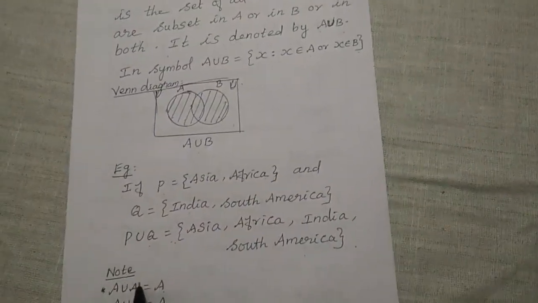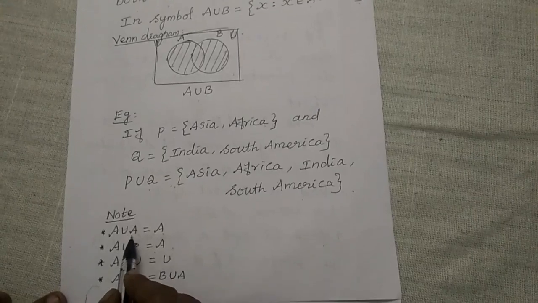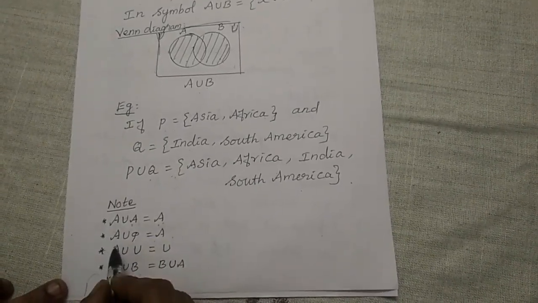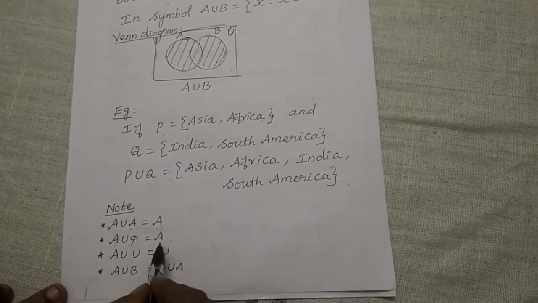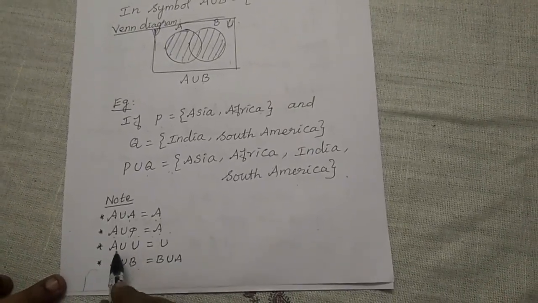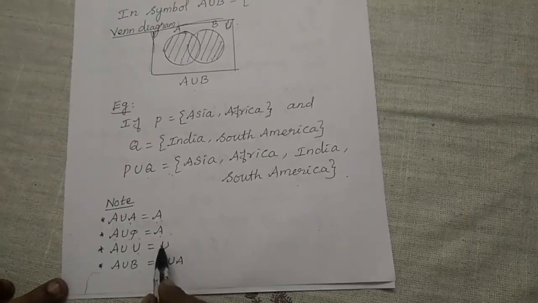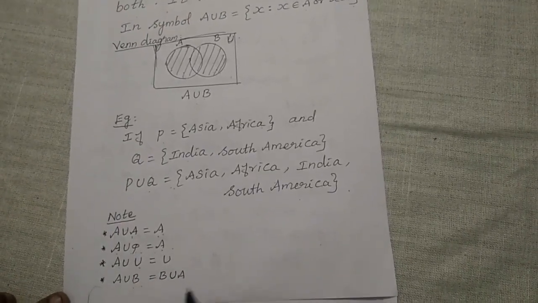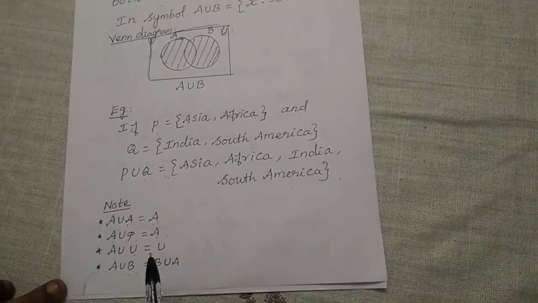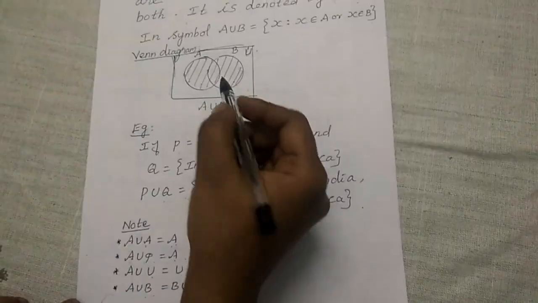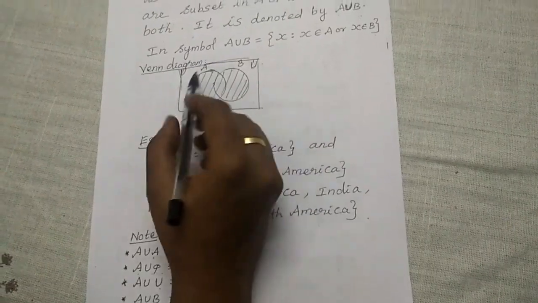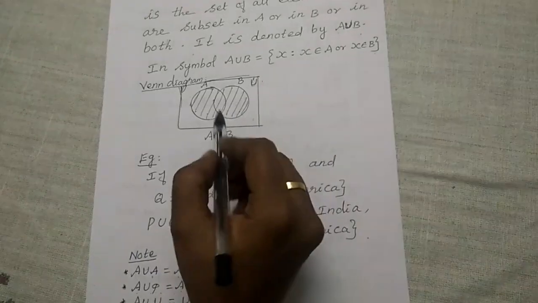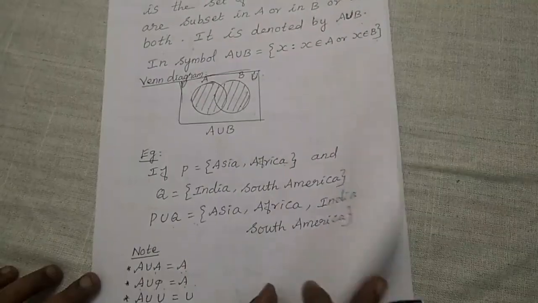Then one note is given. A union A is equal to A only. A union empty set is equal to A. A union universal set is the universal set. Then A union B is equal to B union A. Both give equal values. Suppose we give B first, the shaded portion will be the same portion. Next one.